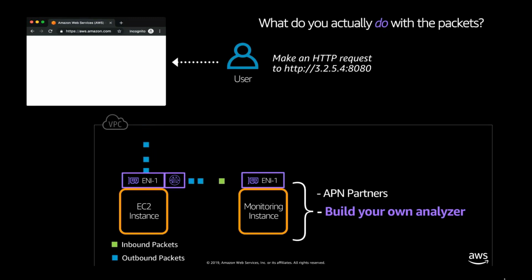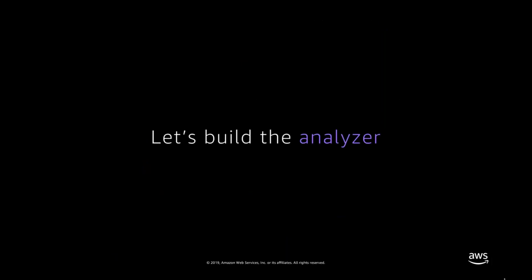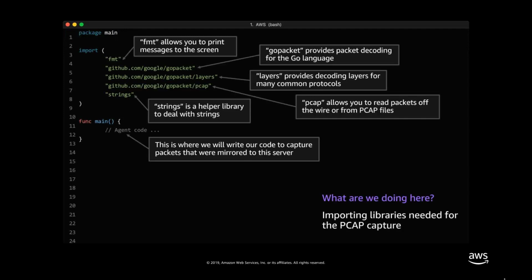Here, let's say that you want to monitor your HTTP requests coming to a web server. You can easily capture the HTTP requests coming in and out of your EC2 instance and analyze that traffic. So let's take a quick look at how we have built the analyzer. These are just PowerPoint animations, but this is real code that you can leverage. We have imported some packet libraries to provide decoding of the packets in Go language. We've imported layers, which provides the decoding layers for many common protocols, and then the PCAP library to allow you to read PCAPs of an ENI.